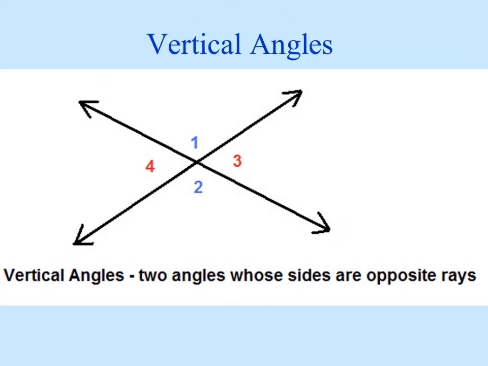All right, the first vocabulary word is vertical angles. Vertical angles are defined as two angles whose sides are opposite rays. So if we take a look at angle 1 and 3, you can see that those two angles have opposite rays. And angle 4 and 1, those have opposite rays. And so you can see that the red and the blue form 4 angles. And the pairs that are across from one another are called vertical angles.